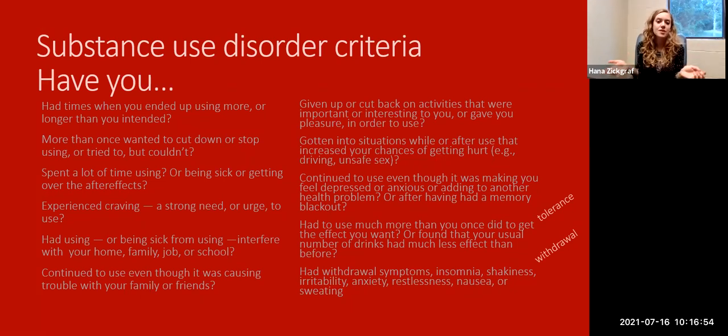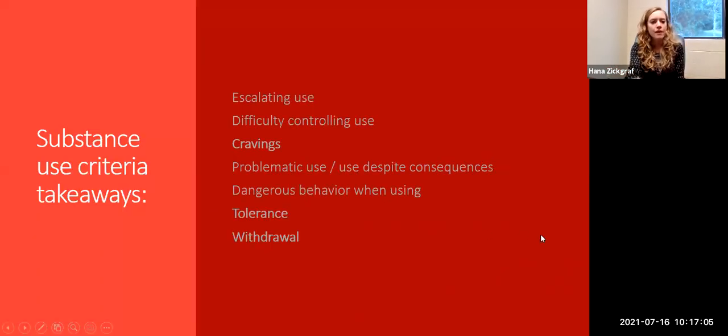But it also has to do with substance. Not all substances promote the same amount of tolerance and withdrawal, but their use can still be problematic in other ways: dangerous, distressing, dysfunctional. So takeaways for substance use criteria is that they involve escalating use, desire to but difficulty controlling use, experiencing cravings, using despite consequences, dangerous behavior during use, tolerance, and withdrawal.